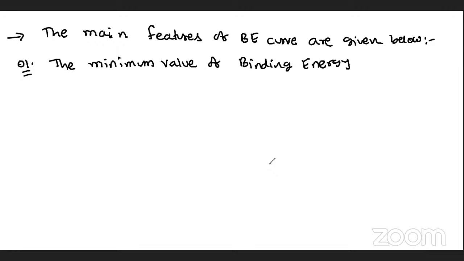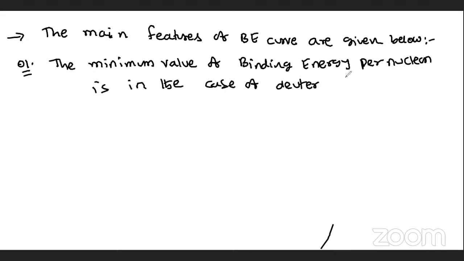The minimum value of binding energy per nucleon is, in the case of deuteron, 1.11 MeV. Okay. Completed. Next, second point.